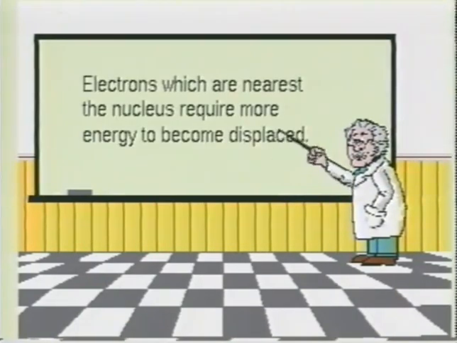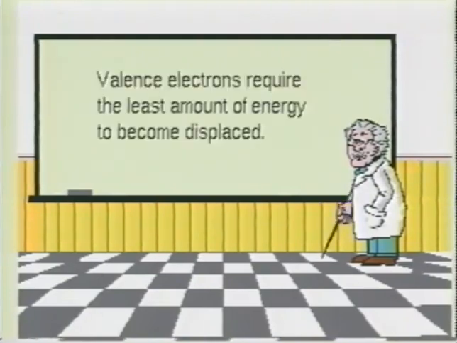The closer the electrons are to the nucleus, the stronger the forces are that bond them together. Since the electrons in the valence shell are furthest from the nucleus, they require the least amount of energy to become displaced from the atom.